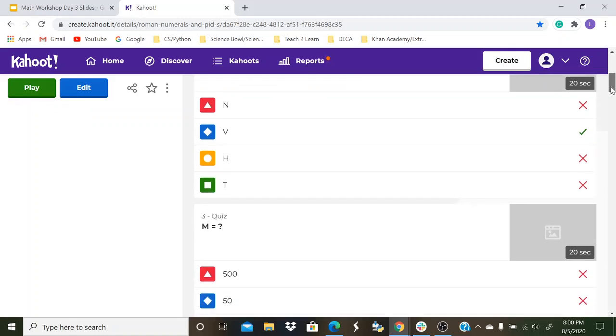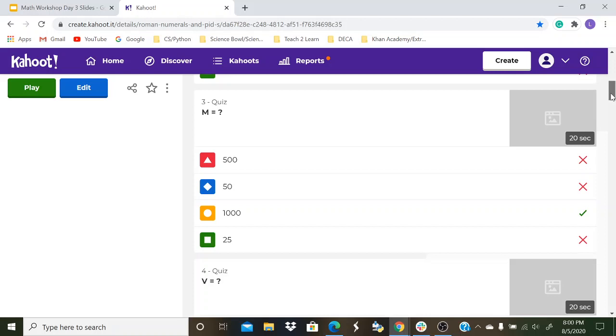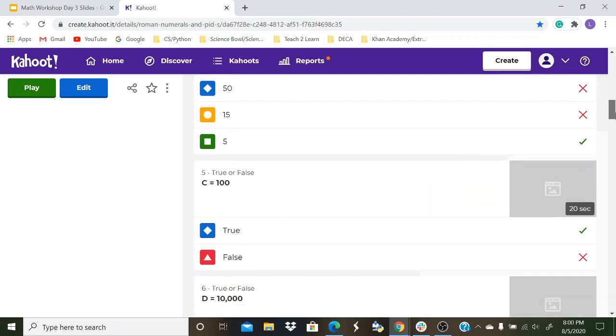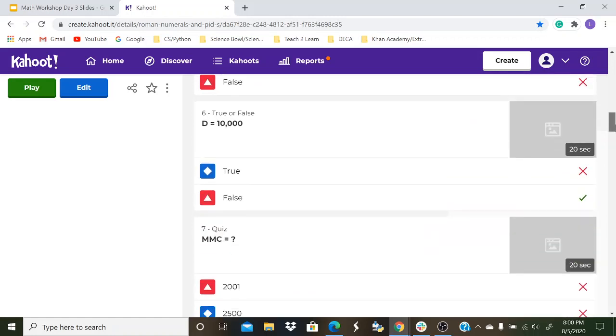It stands for 5. M is equal to 1,000. M is like millennium, which has 1,000 years. So M is equal to 1,000, V is equal to 5, and C is equal to 100. That is true because C is like century, and a century has 100 years. D is not equal to 10,000. D is, remember, half of M, so 500.